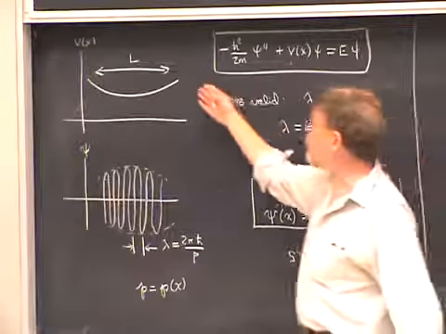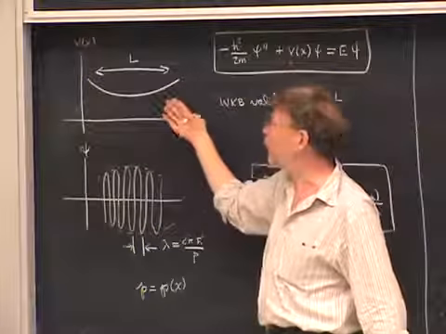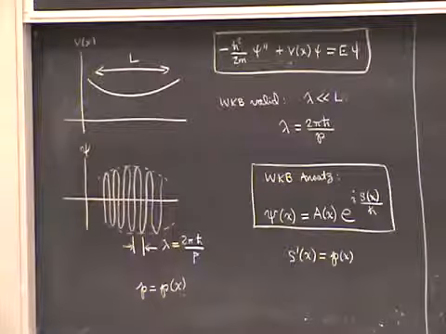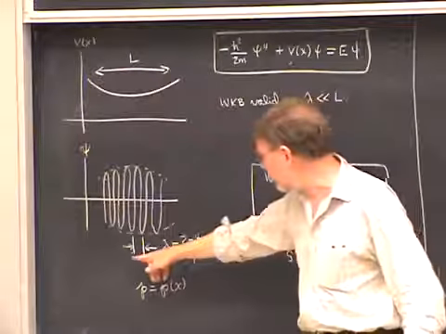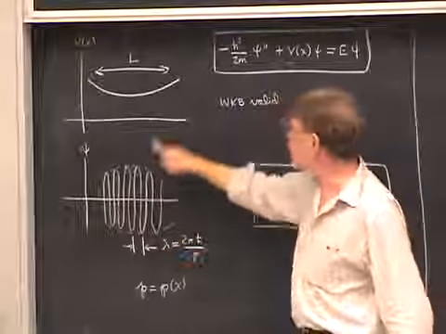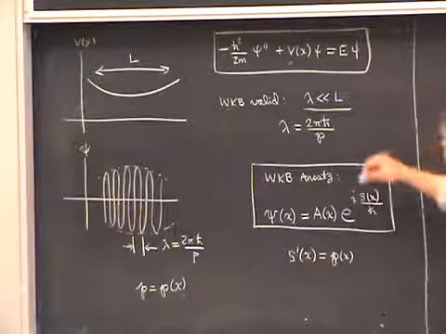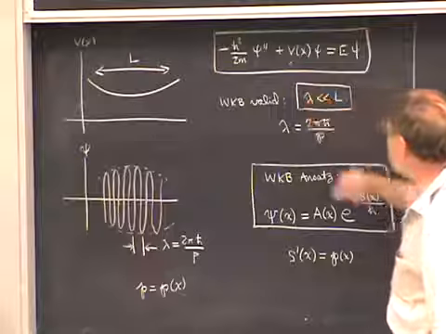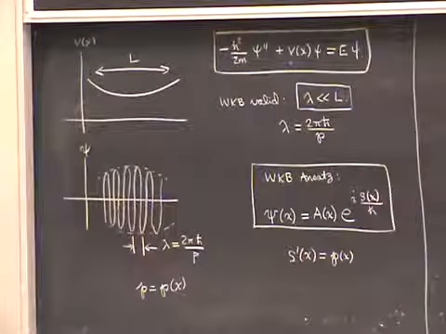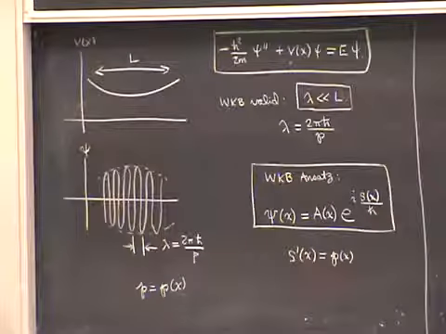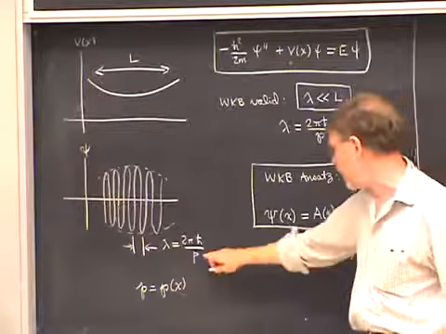If you imagine the potential has a scale which I call capital L, I've kind of sketched here what that means. We're interested in a situation in which the de Broglie wavelength of the wave function, which we call lambda, is much less than the scale. In fact, that's the condition of validity for WKB theory, that lambda be much less than L. The lambda, of course, is related to the momentum by the de Broglie relation. It's 2 pi h bar divided by p.